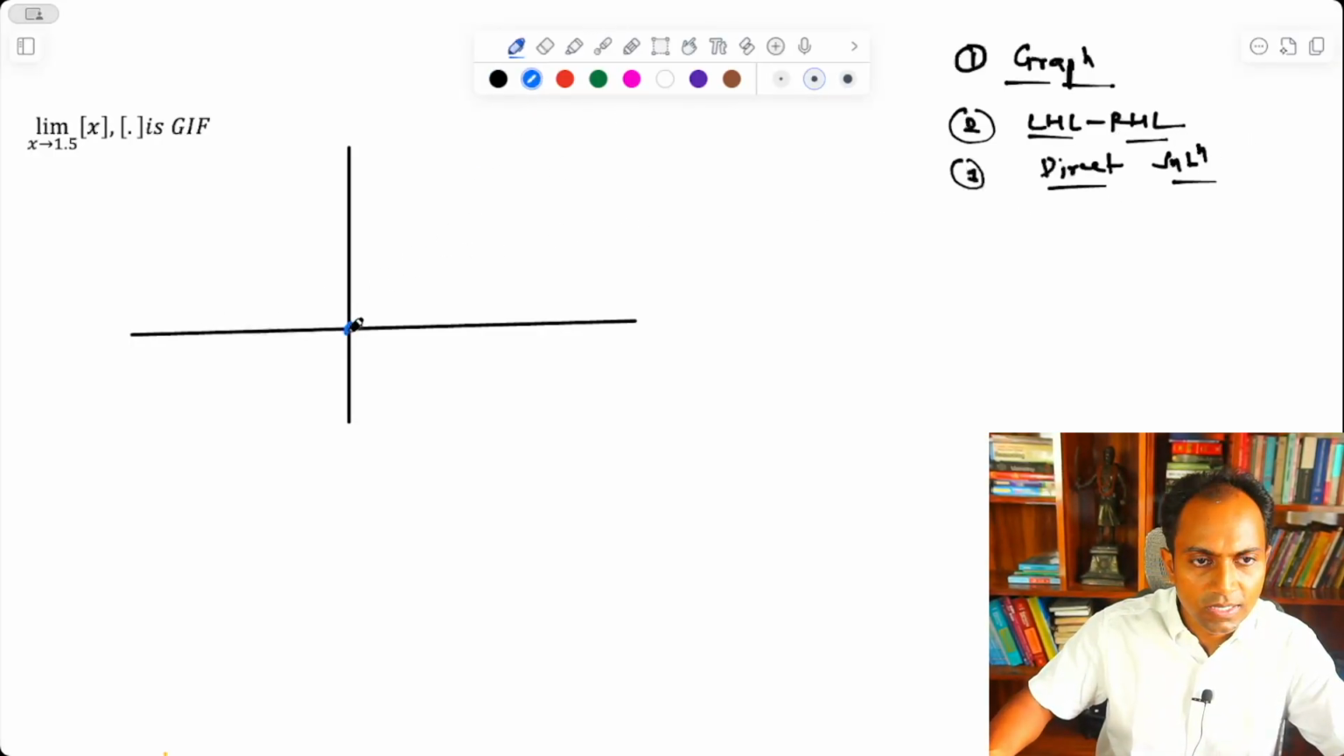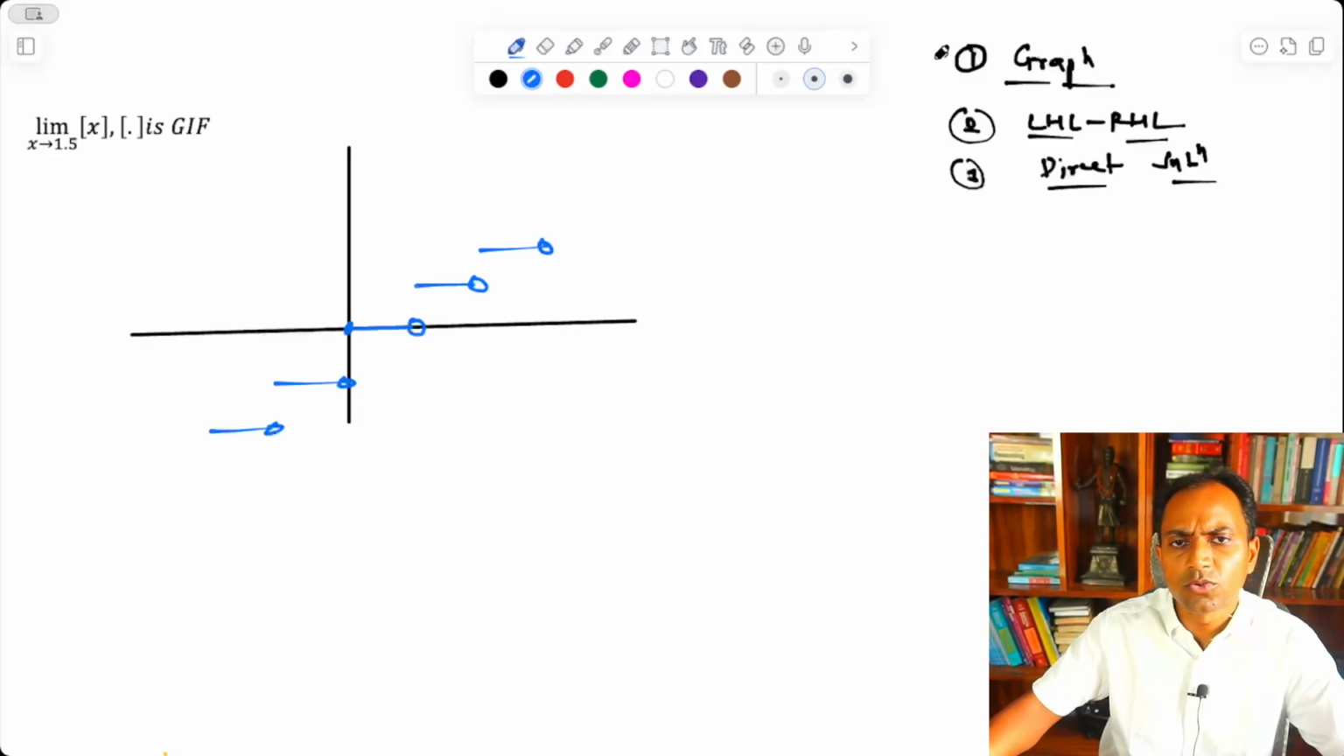So you can see that LHL RHL is a universal technique. You can use it anywhere. Nobody will stop you. But other techniques you will have to use in context. Like the graph, you can also use always. This also you can use always. But this you only use if a single function is given.